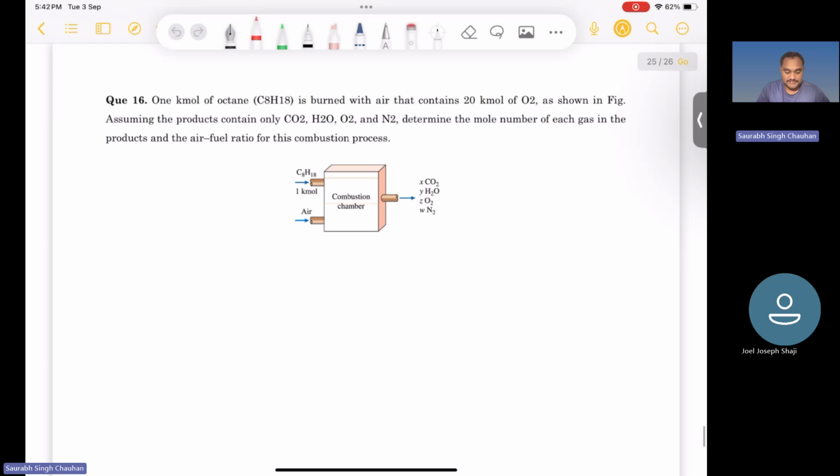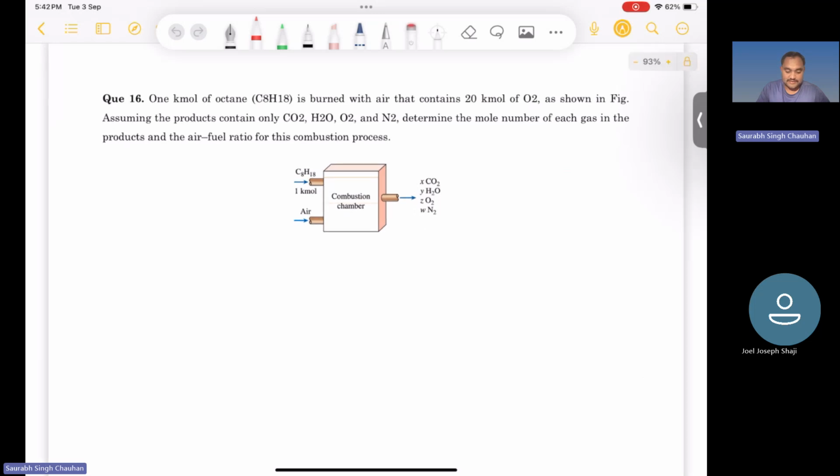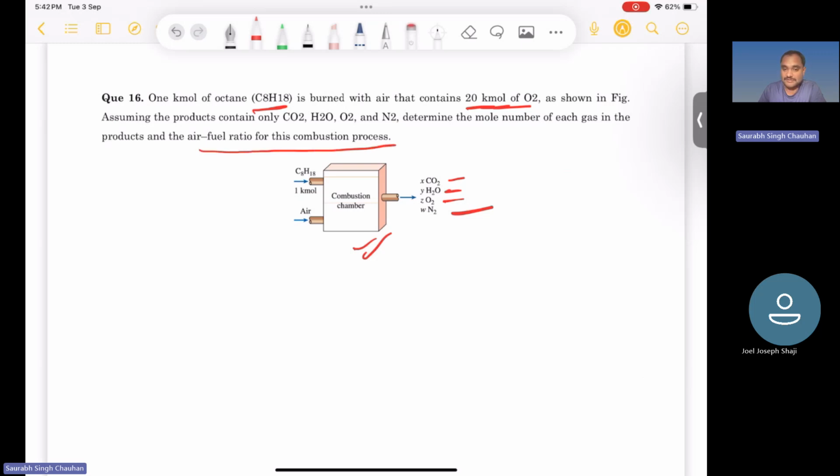Okay, question 16. It says that 1 kilomole of octane, C8H18, is burnt with air that contains 20 kilomole of O2, oxygen, as shown in this figure. Assuming the products contain only CO2, H2O, O2, and N2, determine the mole number of each gas in the product and the air-fuel ratio for this combustion process.